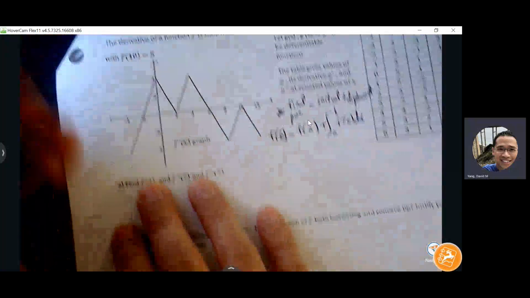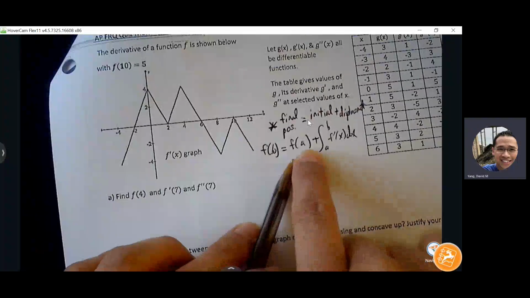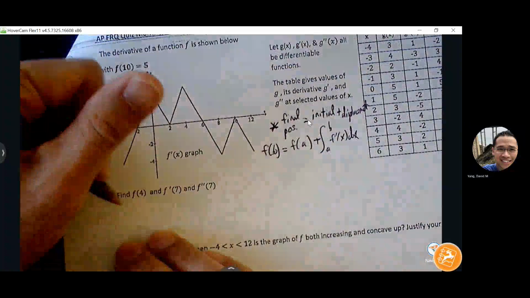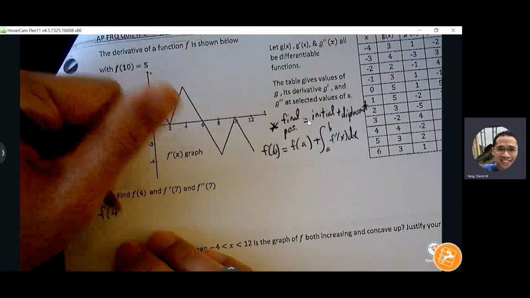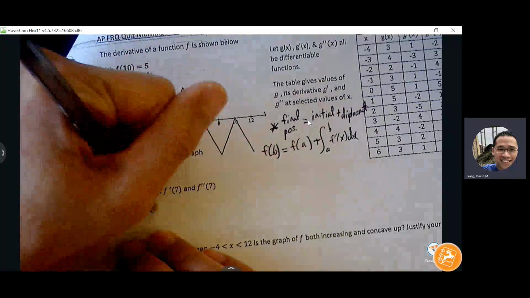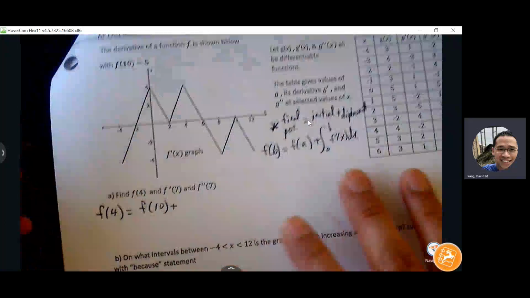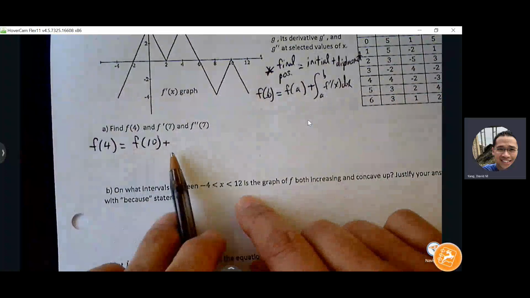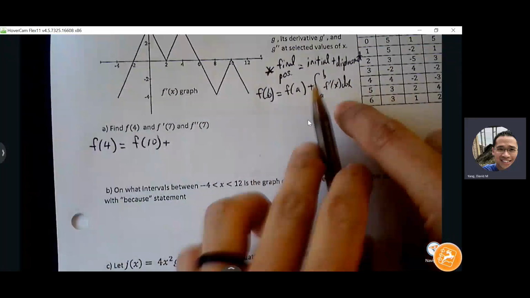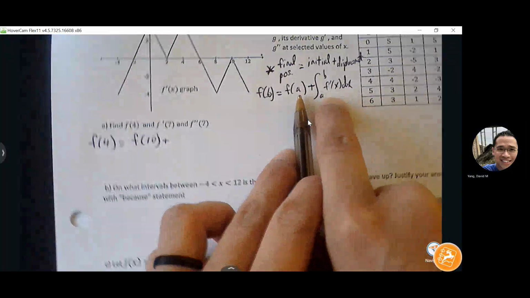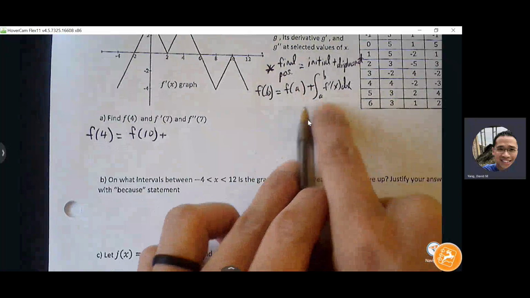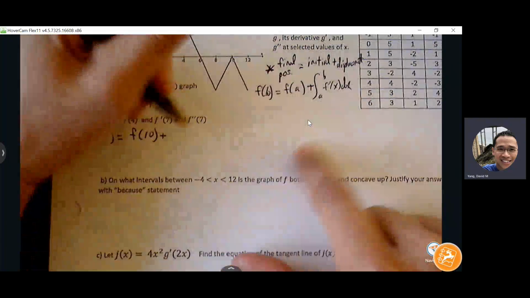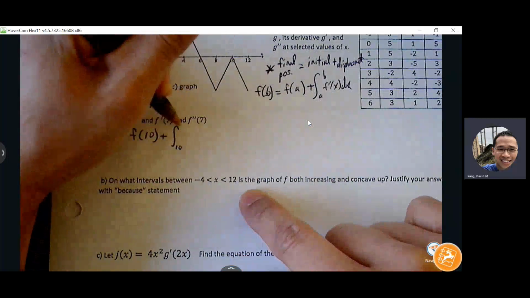So if I want to find f of 4, my initial is basically the given point. I've got to start at f of 10 because that's what's provided for me, and then bridge the gap from 10 to 4. I know this is backwards, so the tendency is to say from 4 to 10, but you have to follow the rule that's provided. Whatever the lower bound is needs to match your starting point, because I'm starting at 10 and moving to 4.